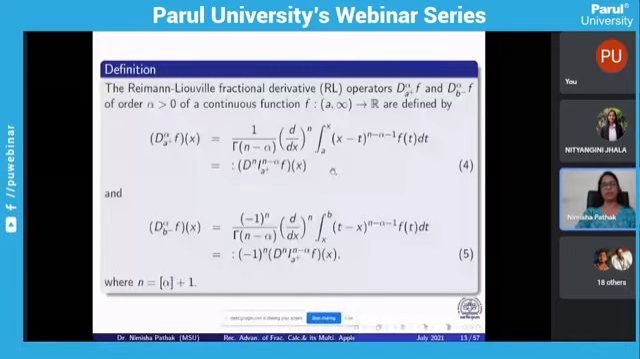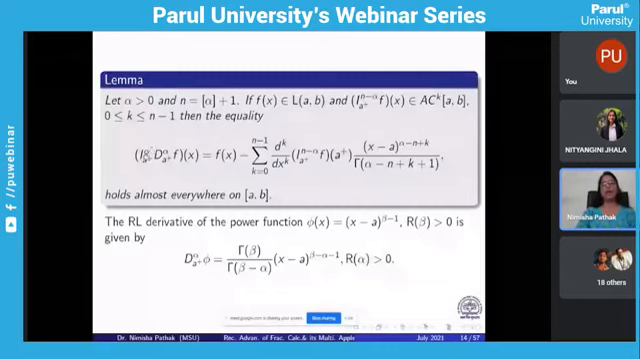Again, we have left side and right side derivatives, that is Riemann-Liouville derivative operators. If we have a derivative and if we take the integral of the derivative, then this is the notation. It is not like in the integer order system, where we have the derivative, and if we take the antiderivative, then we get the function itself. It's not like that. So this is there.